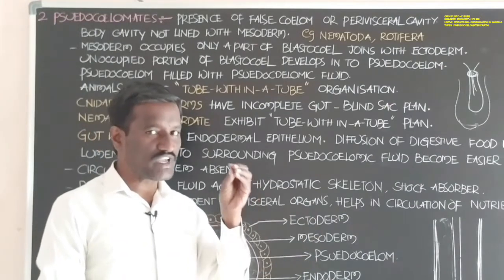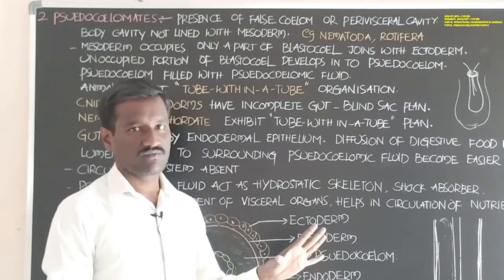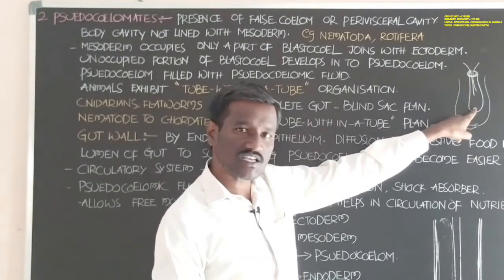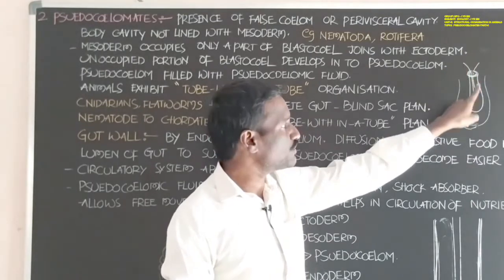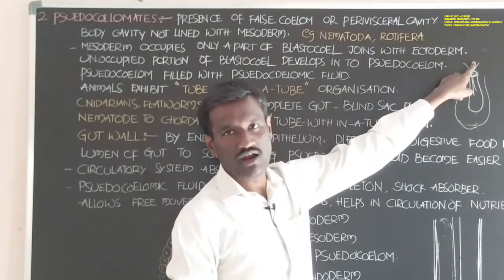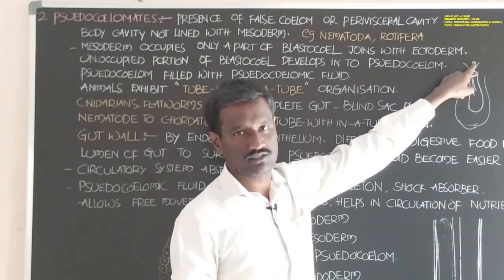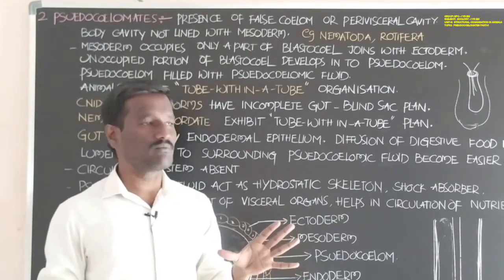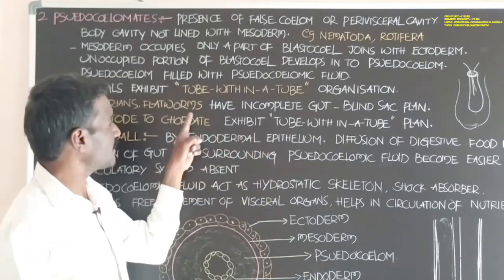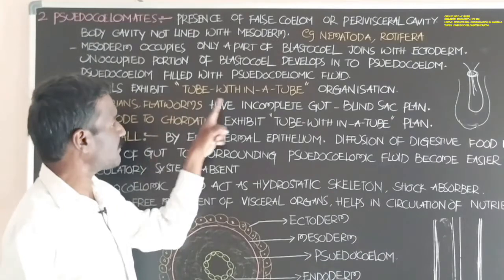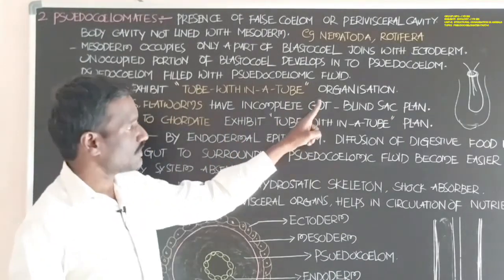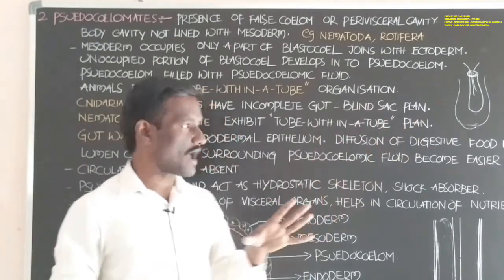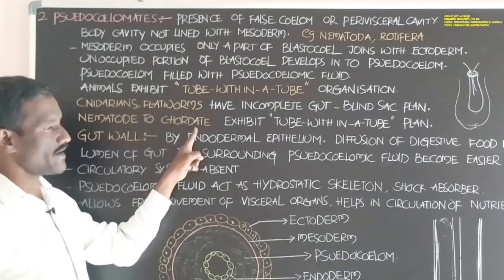Okay, the gut tube is with a single opening, that is considered as a mouth. The mouth is for the ingestion and egestion, taking of the food particles and the exit of the undigested food particles. Okay, this is the gut with a single opening, so it is called incomplete gut. Cnidarians and flatworms have an incomplete gut. So it shows the blind sac plan. Blind sac plan.